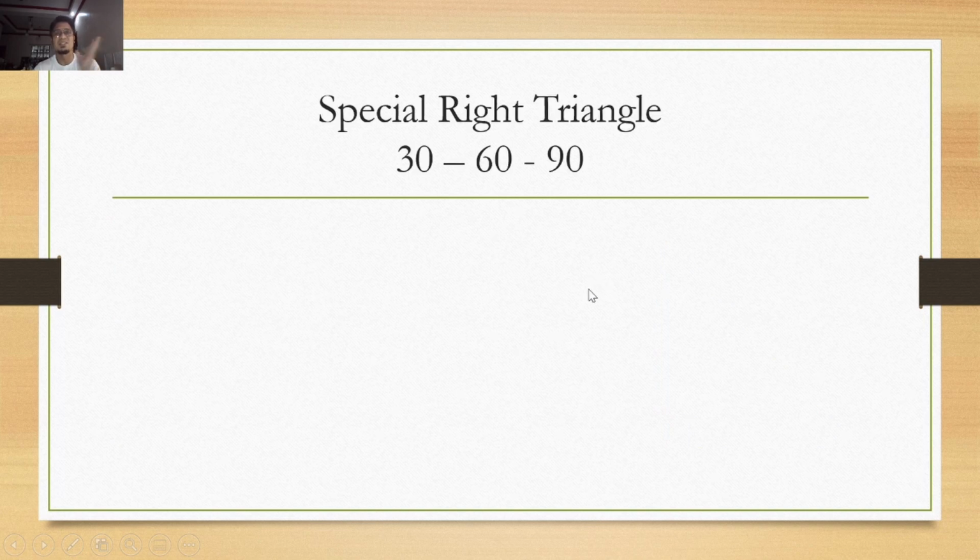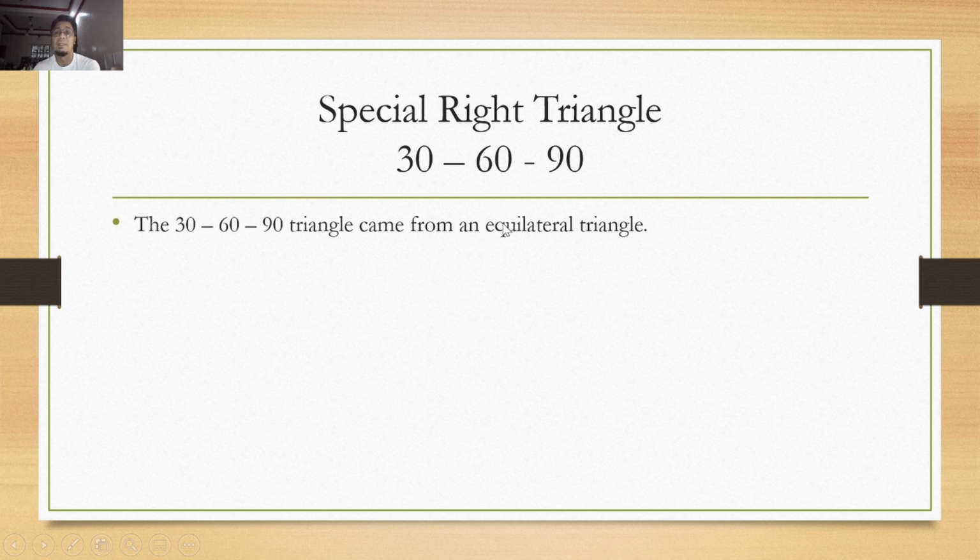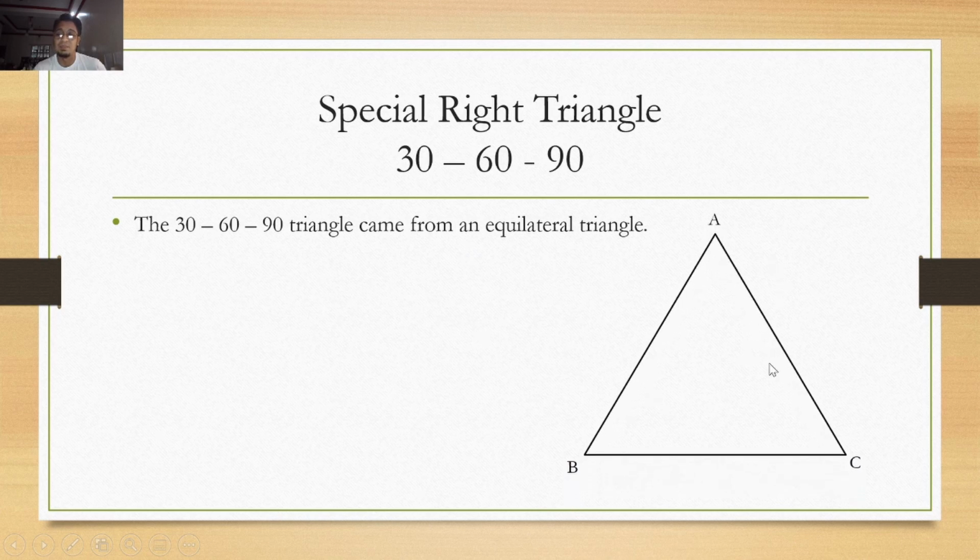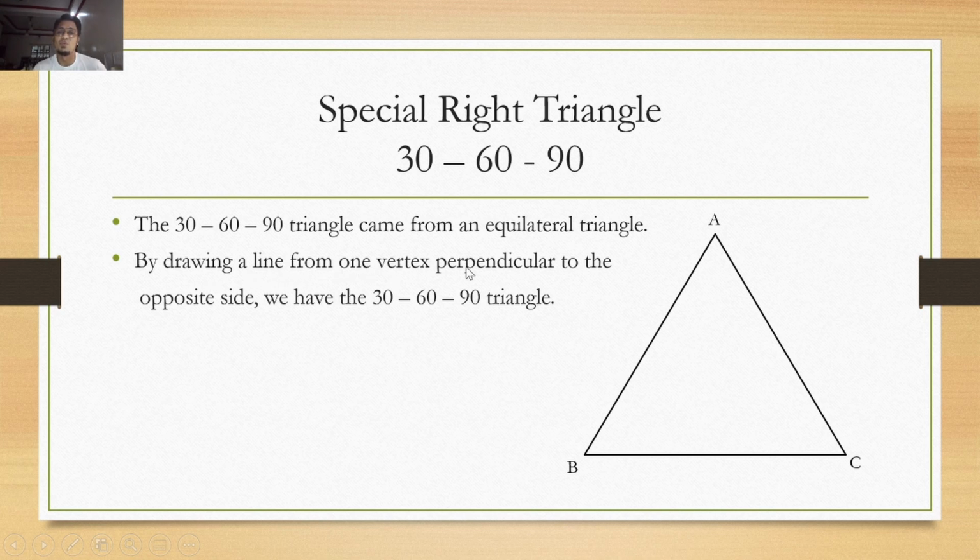Okay, let's talk about the special right triangle. The first one is the 30, 60, 90 degree triangle. Now, this kind of triangle, 30, 60, 90, came from an equilateral triangle. Alam naman siguro natin na pag equilateral triangle, equal yung sides. Natural, equal din yung angle niya. Lahat yan, 60 degrees. Now, by drawing a line from one vertex perpendicular to the opposite side, halimbawa dito sa A, mag-drawing tayo papunta sa kabila. Ayan. We have the 30, 60, 90 triangle.